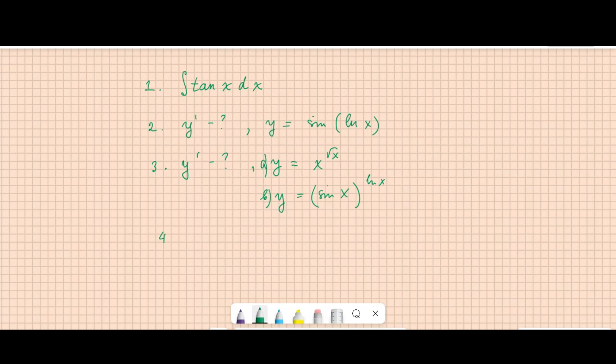And the last problem is to find the limit of 1 minus 2 over x, to the power of 3x, as x approaches infinity.